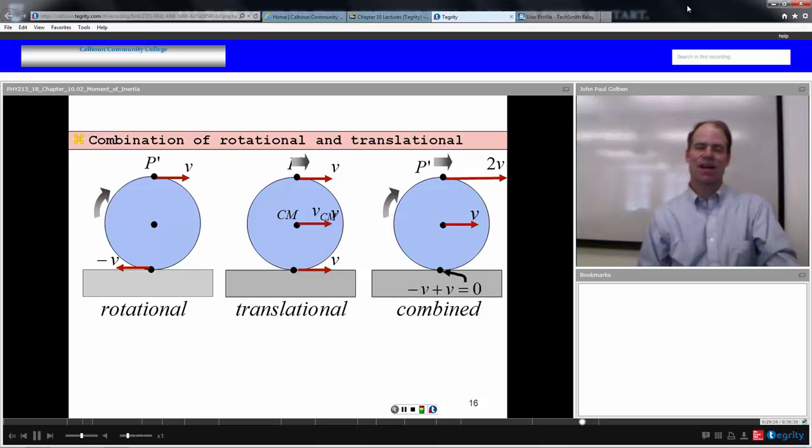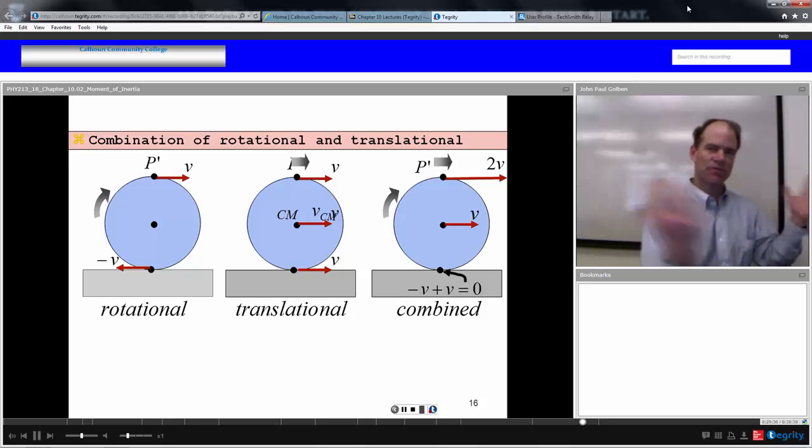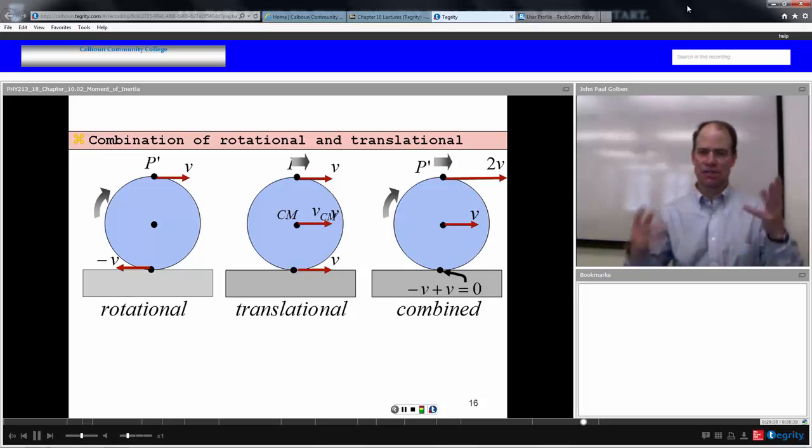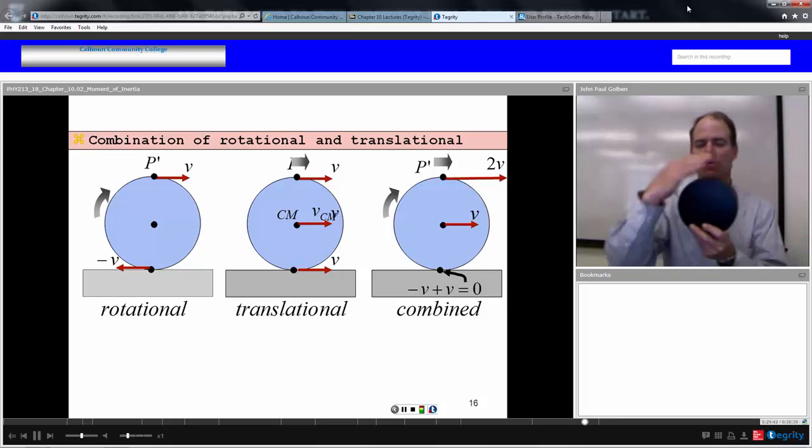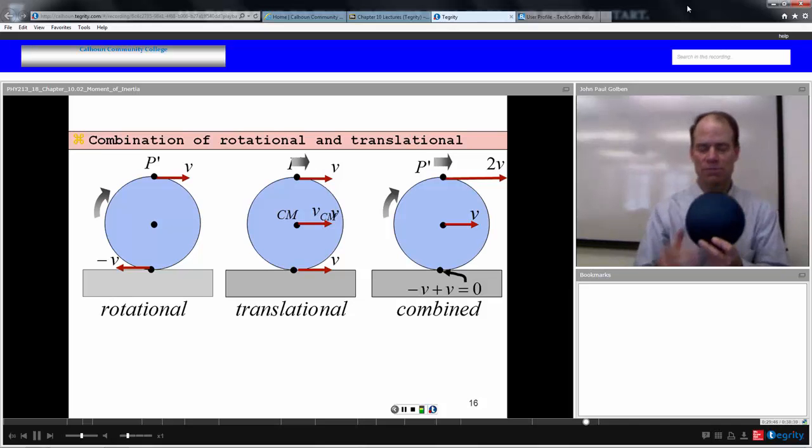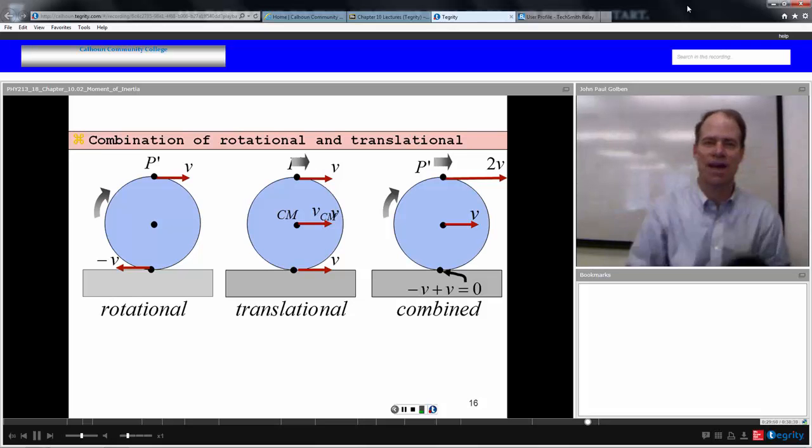If you ever try to take a picture of a bicycle moving along using old style film, you would find that the top of the wheel is kind of blurred while the bottom of the wheel is fully in focus, because the bottom of the wheel is momentarily stationary and the top of the wheel is going at twice the speed of the bicyclist.